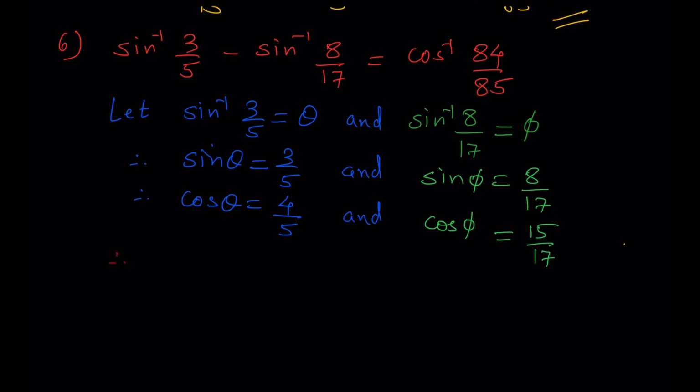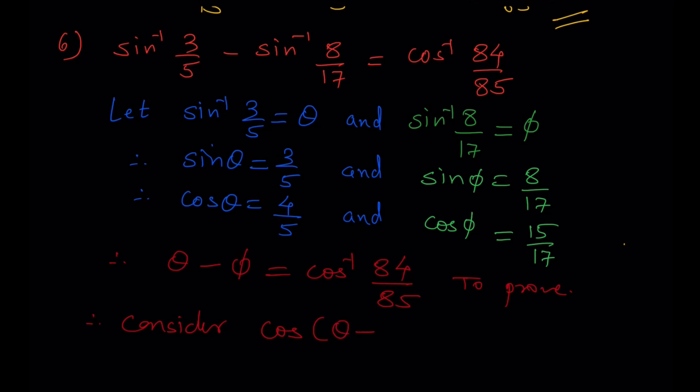So using these assumptions, sin inverse 3 by 5 I consider theta. So theta minus phi is equal to cos inverse of 84 upon 85. So our problem is like this. We want to prove that theta minus phi is equal to cos inverse of 84 by 85, or cos of theta minus phi is equal to 84 by 85, right? So this we want to prove. So let's consider cos of theta minus phi.